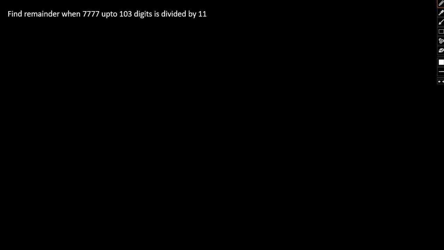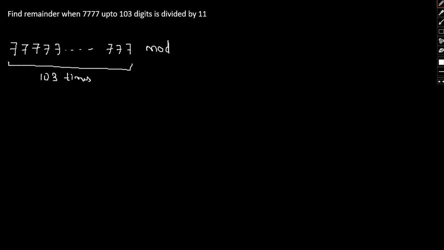Find the remainder when 7777 up to 103 digits is divided by 11. So we have a number 77777 dot dot dot 777, which is 103 sevens, mod 11. So we need to find this.